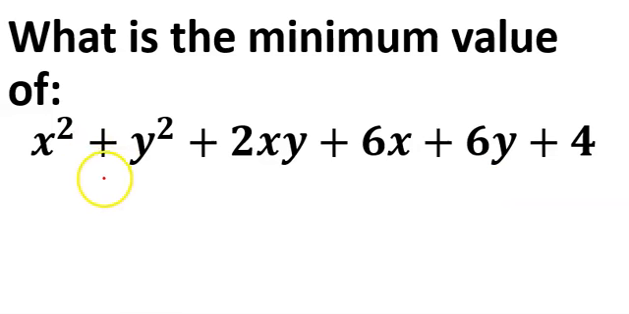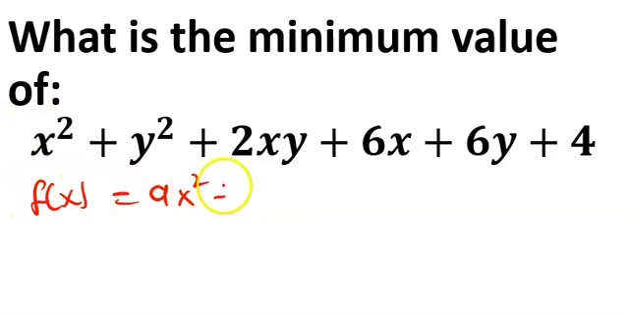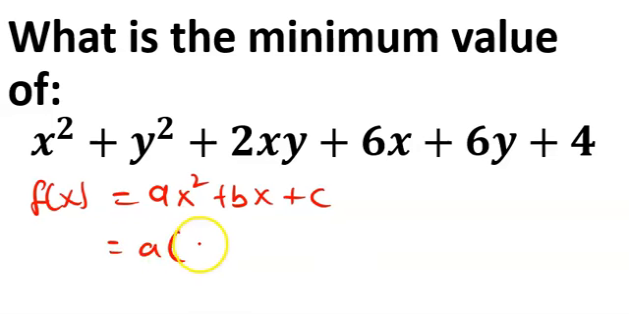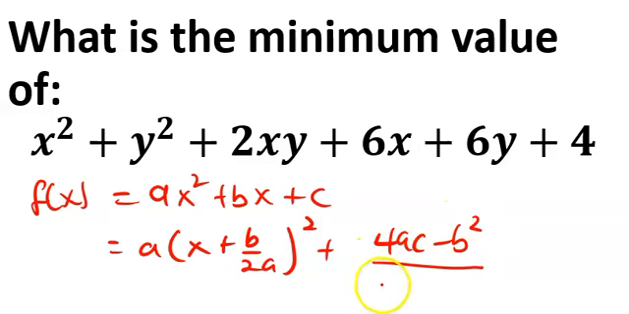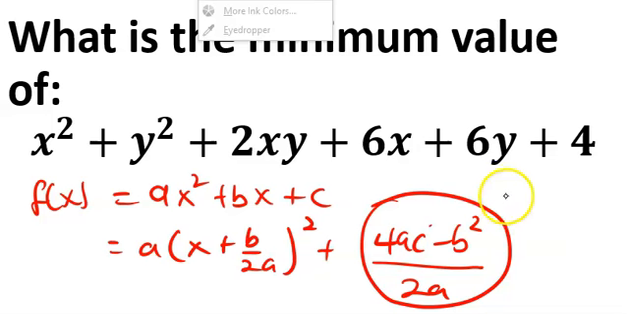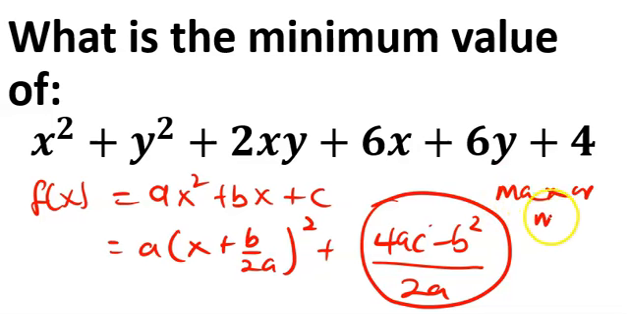Before we look at how we are going to solve this, let's look at the general quadratic function. For a quadratic function, ax squared plus bx plus c, we can complete the square. And when we complete the square, it is a times x plus b on 2a all squared plus 4ac minus b squared over 4a. Now when we complete the square, it means this value here gives either maximum or minimum.